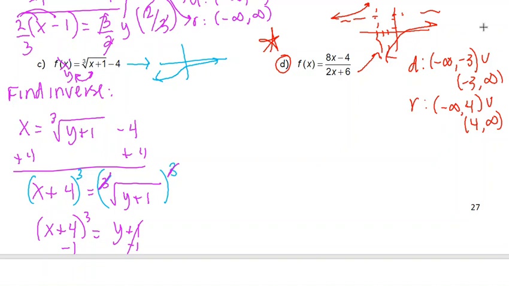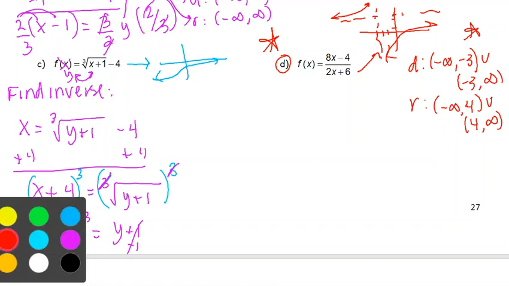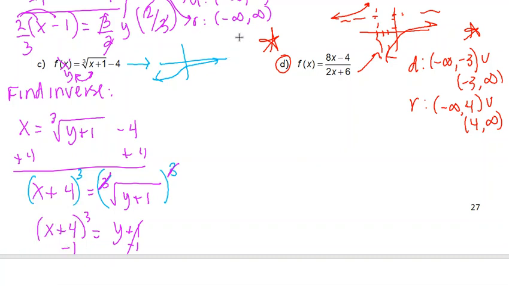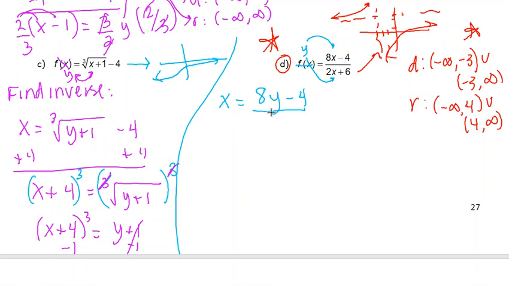But I want to point out that we are going to see these domains and range actually switch once we do the math. So now what I need to do is switch x and y and solve for y. So remember, this is a y. I need to switch it to both of those x's. So this is going to be x equals (8y minus 4) over (2y plus 6).